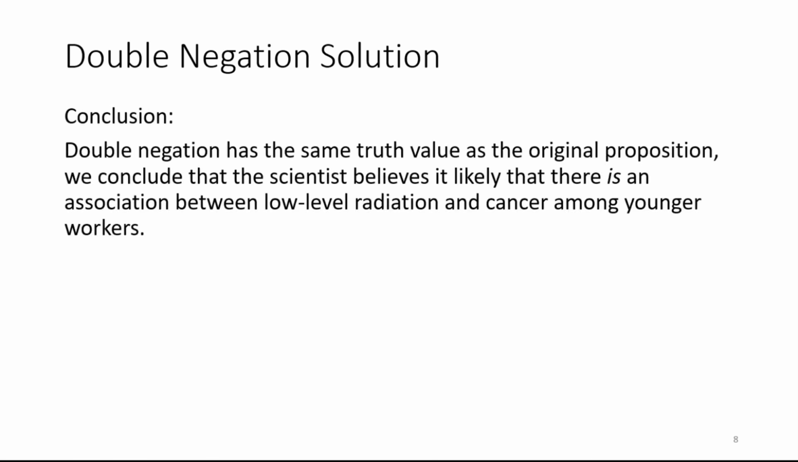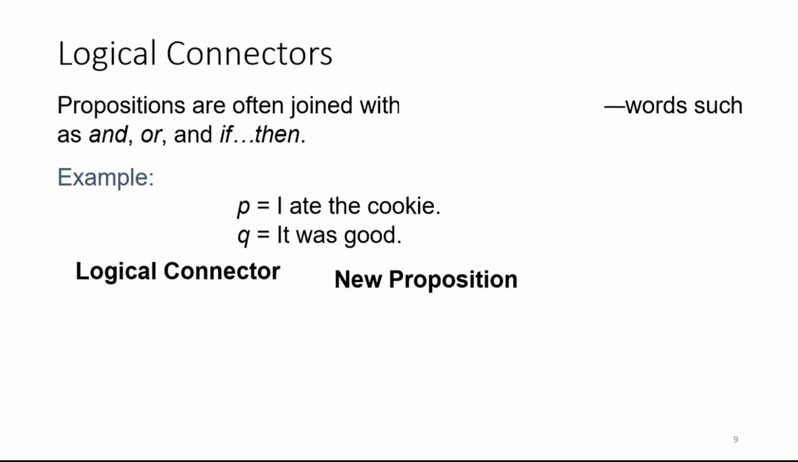And so what's the gist of this? The conclusion. Double negation has the same truth value as the original proposition. We conclude that the scientist believes it's likely that there is an association between low-level radiation and cancer among younger workers. On to logical connectors.